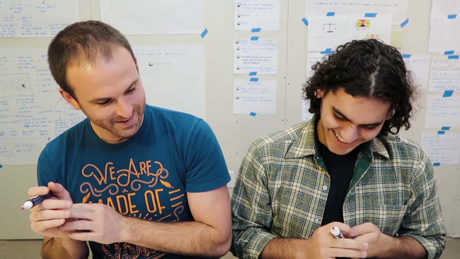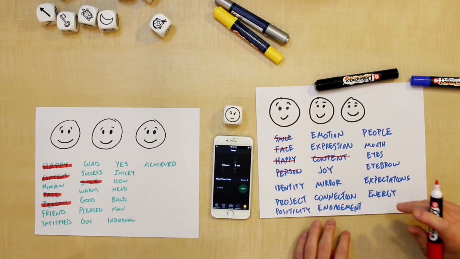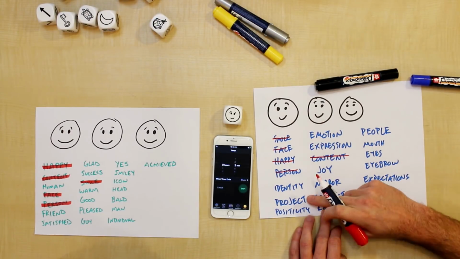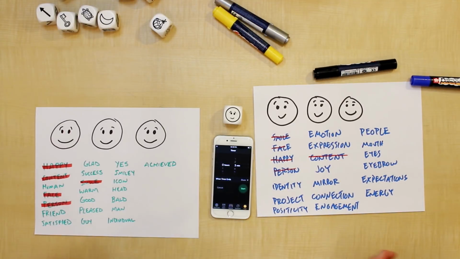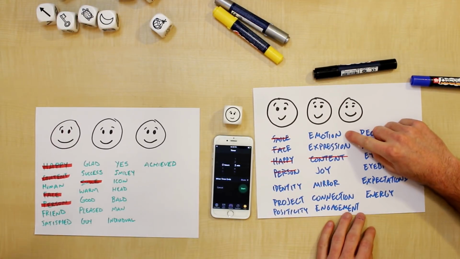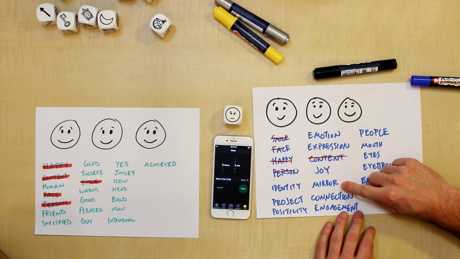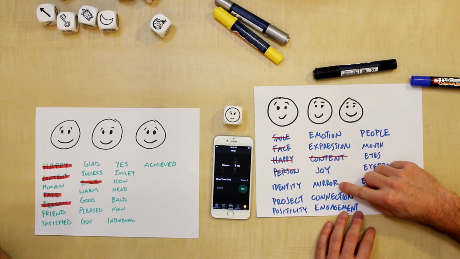That was interesting, where we went outside of the commonalities there. Yeah, I guess the other ones I have are identity. Nice. Project. Okay. Positivity. I can explain some of these. Emotion. Expression. Nice. Joy. Nice. Mirror. Explain. So the idea of mirroring someone else's facial expressions, you know how we do that in conversation. If someone else is smiling, you're more likely to smile. I'll give it to you. Okay.